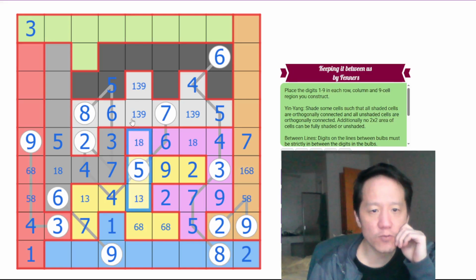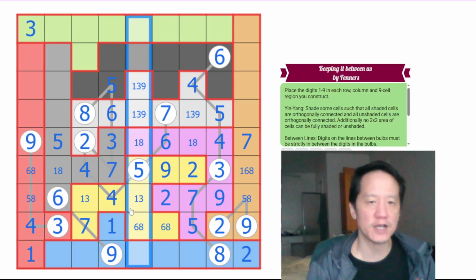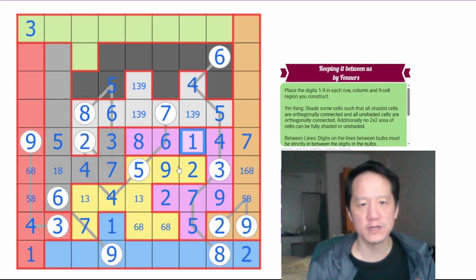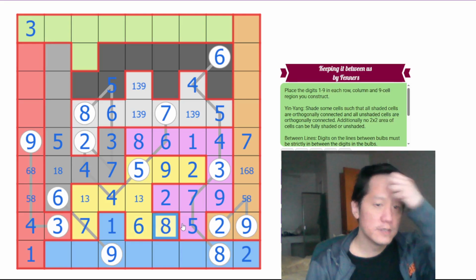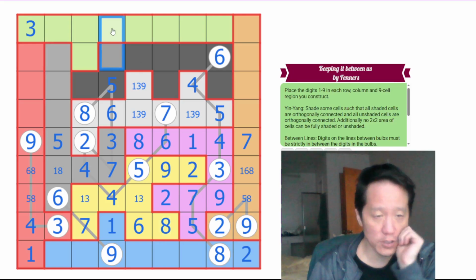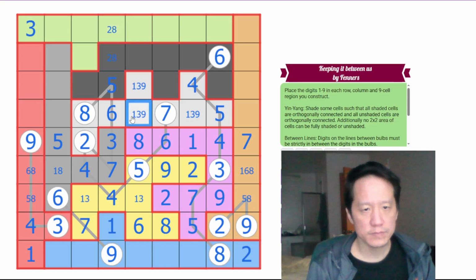We have a 1, 3, 9 triplet in column 5, which eliminates 1, 3, and 9 in the rest of the column. So this can't be 1. This has to be an 8, which makes that a 1. This 8 makes this a 6, which makes that an 8. The rest of column 4 is 2 and 8, and it could be either. The rest of column 5 has to be 2, 4, and 7.